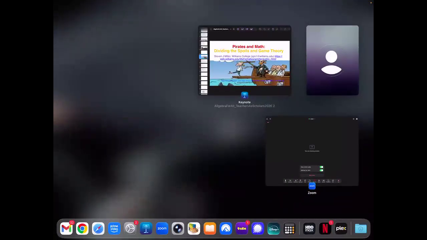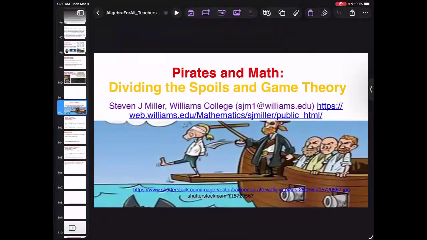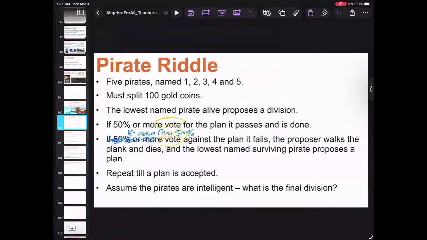Okay. And so what we're going to do today is we're going to talk about one of my favorite riddles in all of mathematics, the pirate game. How do we divide the spoils? And so if you have seen this before, be silent in the beginning stages.